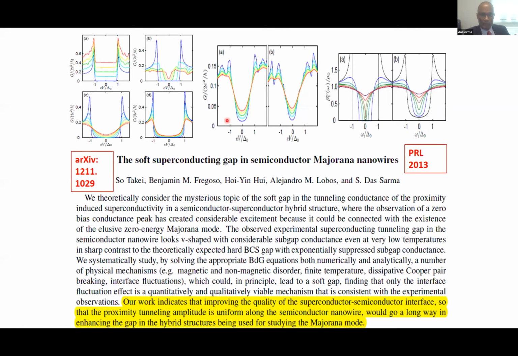Our prediction was that the soft gap is coming from disorder at the superconductor-semiconductor interface. So our prediction was that if you can make this interface epitaxial, then you will get a hard gap. This is our numerical simulation showing this soft gap gets converted into a hard gap when you eliminate this disorder.